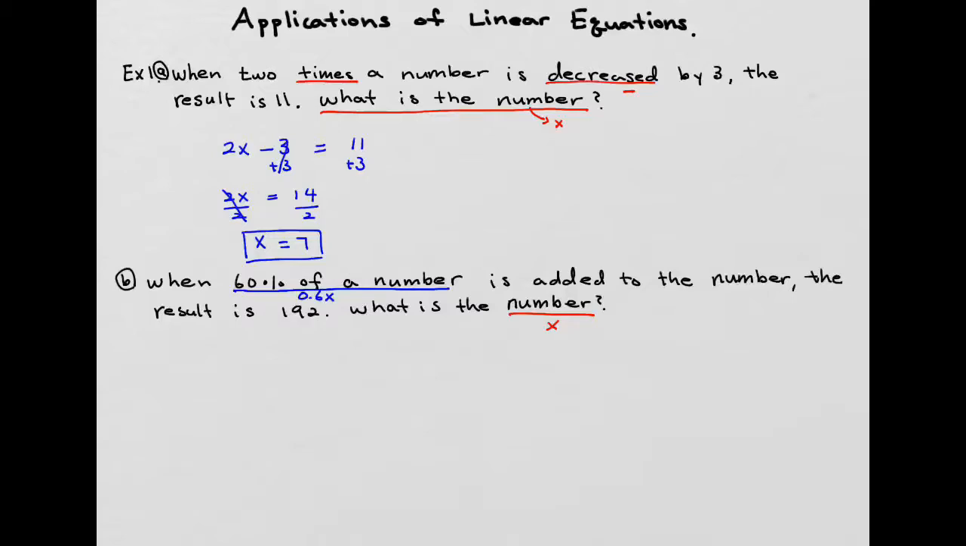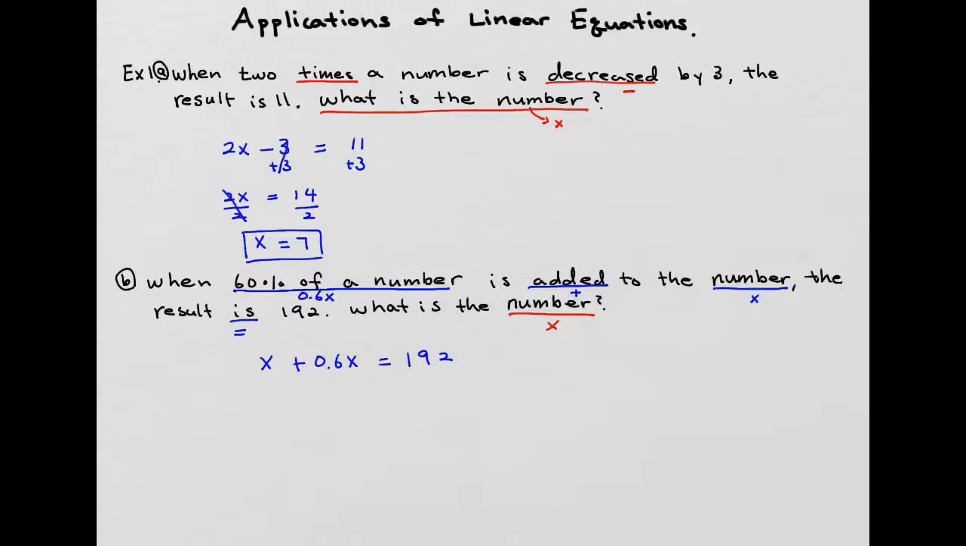This is added to the number, and we know the number is the variable x. This is equal to 192. If we rewrite this as a number sentence, we have 0.6x added to the number x, equals 192. What is that number? So we're going to solve for it.